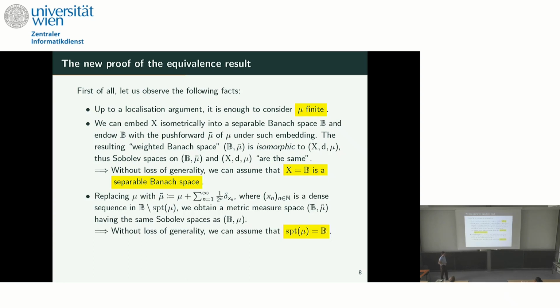Something else that we can do, to avoid defining this functional from the very beginning by taking the infimum among all representatives, is to assume that the measure is fully supported. If not, you can modify the measure by adding a sum of Dirac deltas centered in points which form a dense sequence outside of the support. In this way you obtain a metric measure space that has the same Sobolev space as the original one, but now with a fully supported measure. So our assumptions are now that we have a separable Banach space with a finite, fully supported measure. When the measure is fully supported, my functional is well defined for all bounded Lipschitz functions just by taking this. Any questions so far?